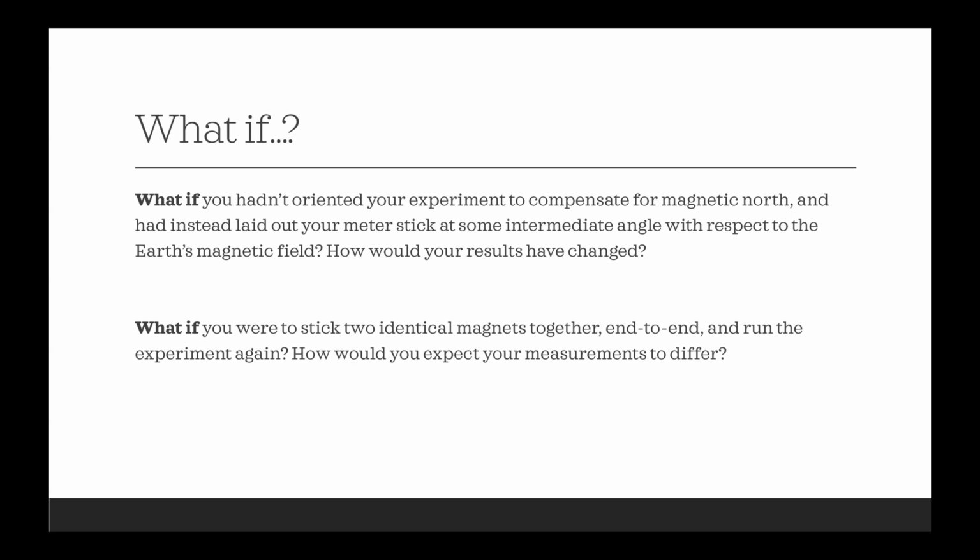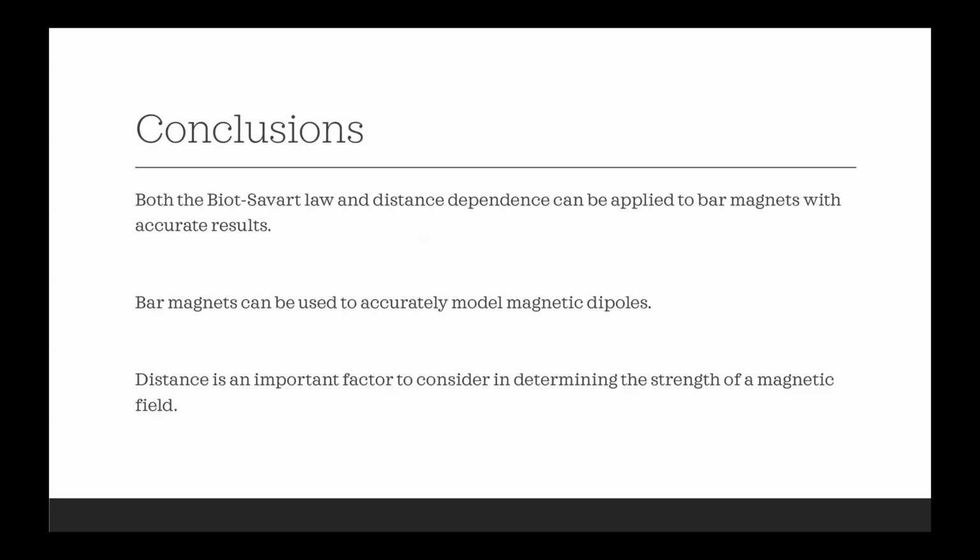If I hadn't compensated for magnetic north, my results would have been much less accurate since the Earth's magnetic field would have interfered with my reading and skewed the results. I would have had to account for the Earth's magnetic field in some other way, like maybe subtracting it from the total magnetic field. And if I were to stick 2 identical magnets together and repeat the experiment, my measurements would have roughly doubled, as the magnetic field at a location relative to the 2 bar magnets would have also doubled. So to conclude, both the Biot-Savart law and distance dependence can be applied to bar magnets with accurate results.